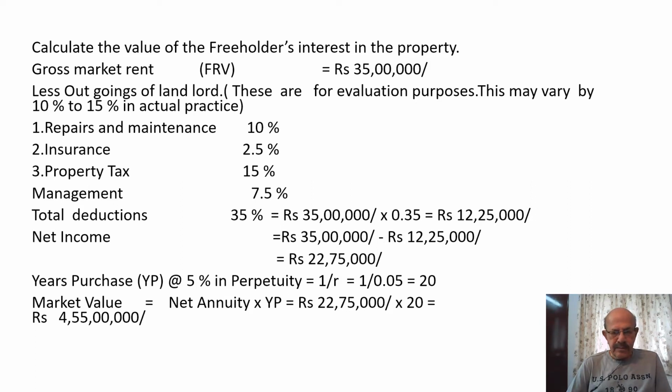Year's purchase at 5% in perpetuity is equal to 1 by R, which is 1 divided by 0.05, equal to 20. So the market value is equal to net annuity into year's purchase, which is 22 lakhs 75,000 into the year's purchase we have calculated as 20, which is equal to rupees 4 crores 55 lakhs.